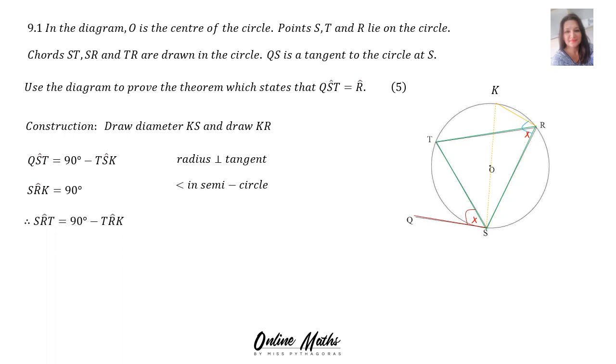Then angle SRT is equal to 90 degrees minus TRK. We also get angle TSK is equal to angle TRK. And the reason is angles in same segment. And then since this one and that one are equal, we get that angle QST is equal to angle R. And where are the marks? For the construction, statement, reason, statement, reason, statement, reason, final answer.